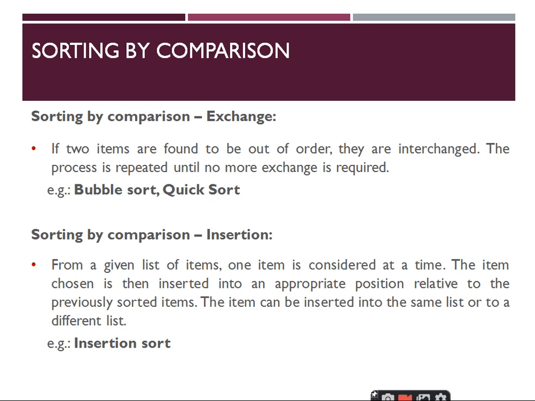Now sorting by comparison has another mechanism, insertion. Here from a given list of items, one item is considered at a time. Given a list of items, you'll be considering one item at a time. Now this item chosen is then inserted into the appropriate position related to the previously sorted items. The item can be inserted into the same list or into a different list. An example of this kind of mechanism is insertion sort.